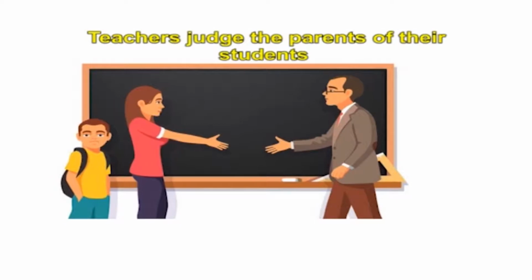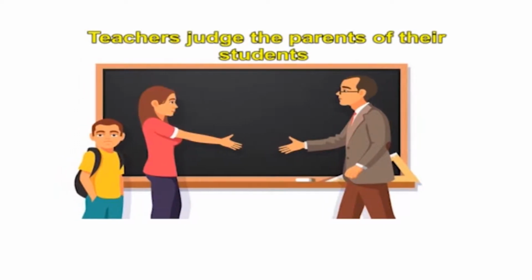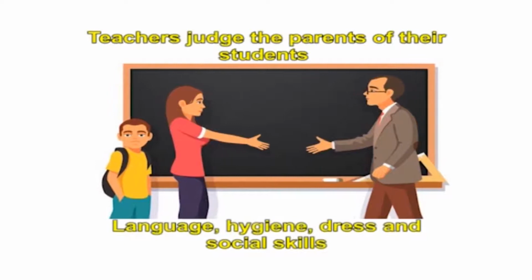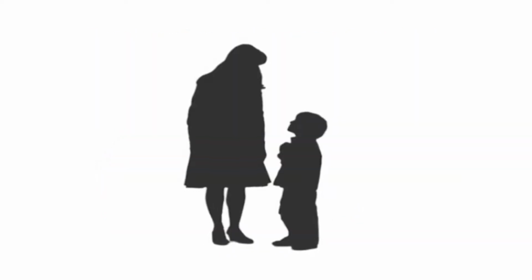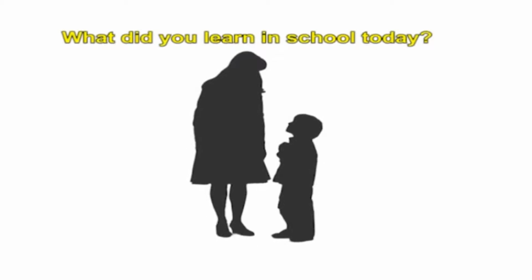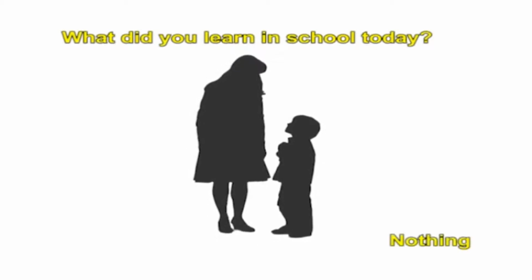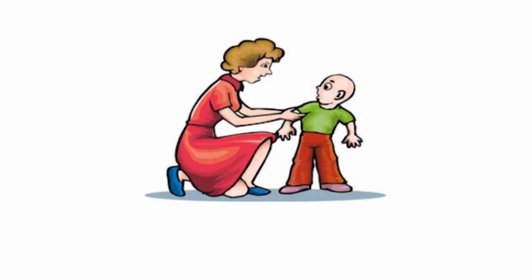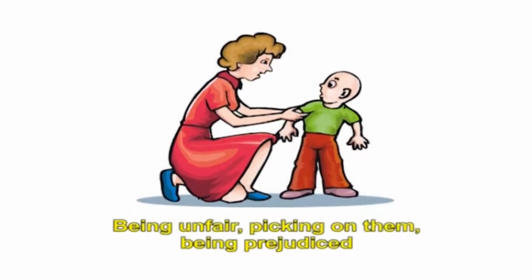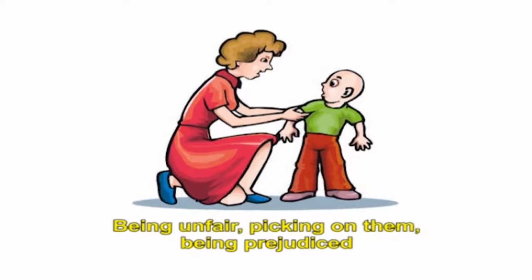Teachers judge the parents of the students all the time. They judge them based on students' language, hygiene, dress and social skills. Parents judge teachers too based on comments from their children. "What did you learn in school today?" is usually followed by nothing. Sometimes children accuse teachers of being unfair, picking on them, being prejudiced or a myriad of other questionable treatments.